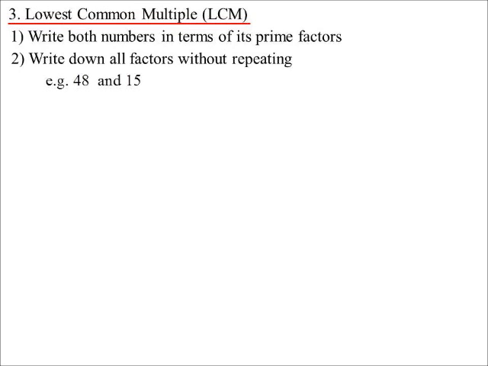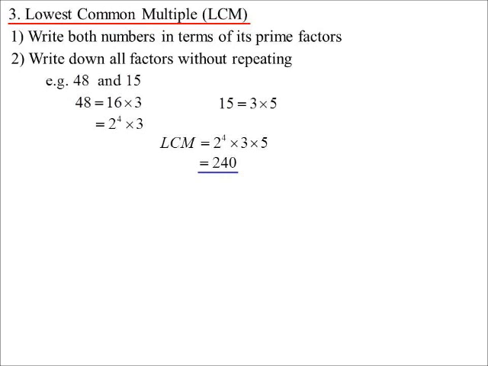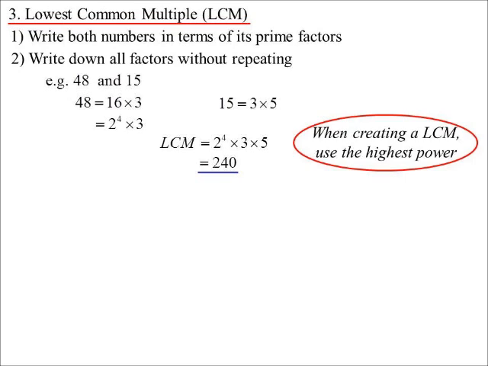48 and 15. 48 is 16 times 3, so we get 2 to the power of 4 times 3. 15 is 3 times 5, they're both prime. So the lowest common multiple would be 2 to the power of 4, 3 and 5. This time we need all the factors and we take the highest power if there's any in common. In this case, the only common one was 3 and they were both to the power of 1. So 2 to the power of 4 times 3 times 5, we get 240. So as I say, in algebra, that's similar to finding the lowest common denominator when we did that.